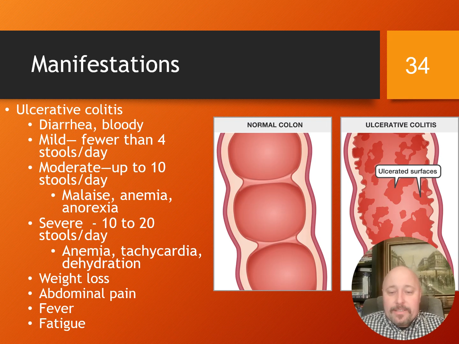Here we've got a picture on the right showing that ulcerative colitis and the effect it's having on that colon. It's going to be characterized by diarrhea, bloody diarrhea, mild with fewer than 4 stools a day, moderate up to 10 of these stools a day, coinciding with malaise, anemia, and anorexia, and in severe cases, 10 to 20 of these bloody mucousy stools, also going along with anemia, tachycardia, and dehydration, as water is lost and the patient begins to develop abdominal pain, fever, and fatigue.